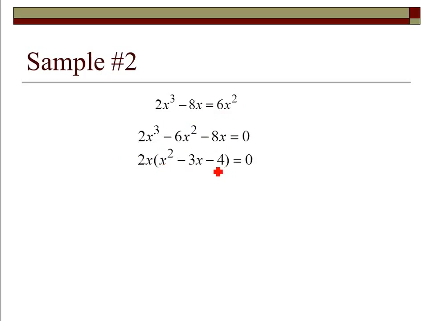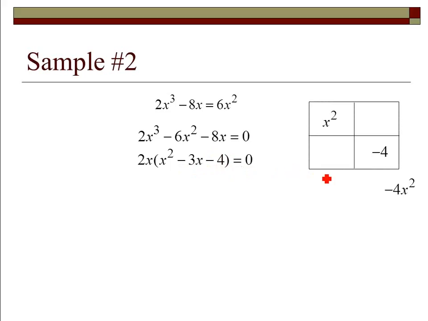Now this was probably easy enough to factor without using the rectangle. I need two numbers to multiply to give me negative 4, but add to negative 3. So I can use x minus 4, x plus 1. Now if you need to use a rectangle, that's fine. You have x squared, negative 4, you have negative 4x squared. These two numbers multiply to give you negative 4, but add to give you negative 3. So negative 4x and x. And you just got to put your pieces together. And there's pretty much only one way that works. Okay, so now we got our factors.